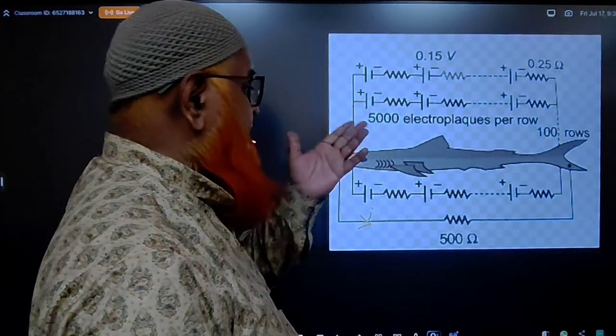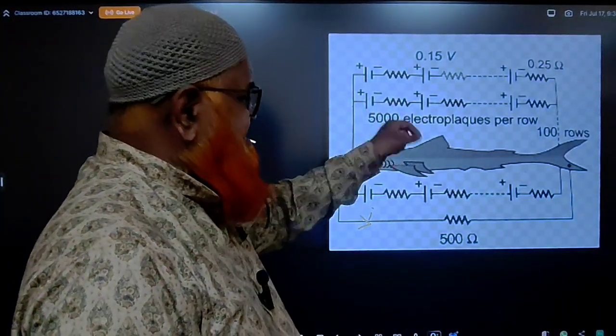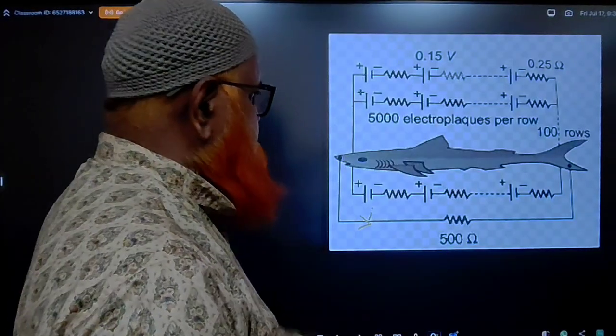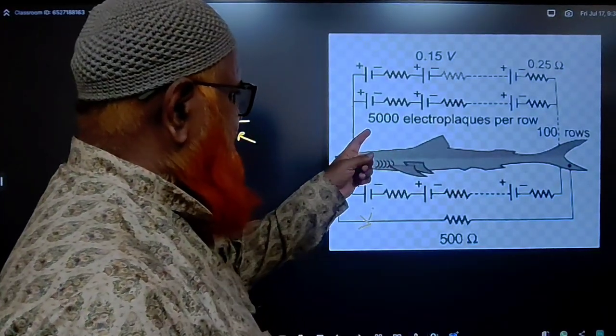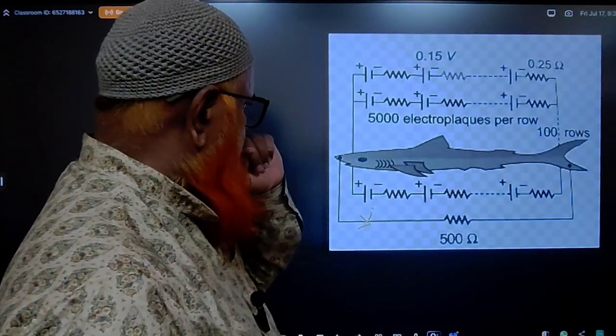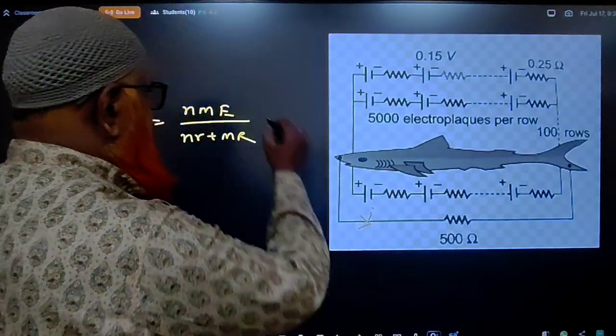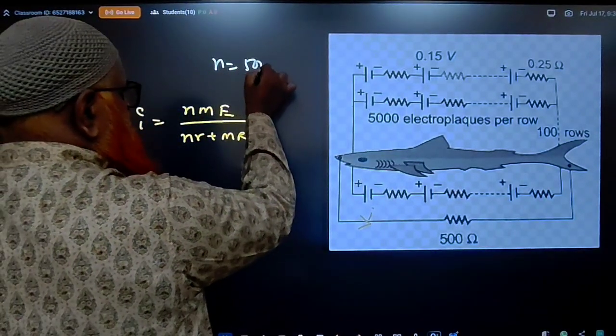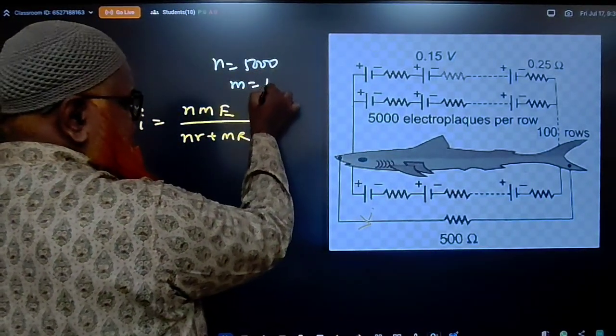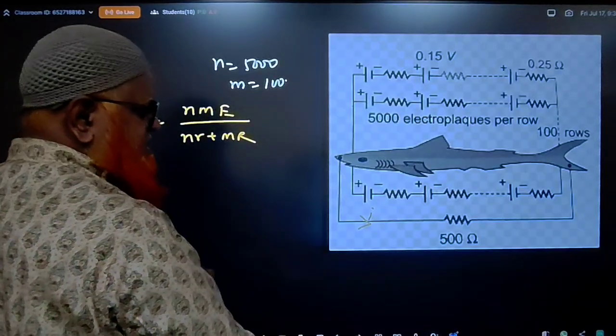How many electroplates are there? Electroplates means cells which are present in this electric field. So what is N? In one row there are 5000, so N is going to be 5000. And how many rows are there? 100 rows. M means 100.